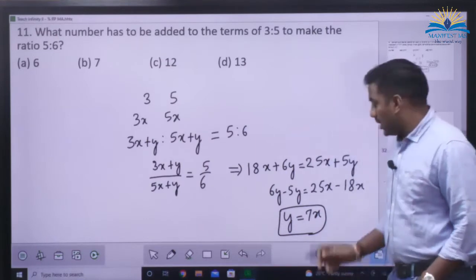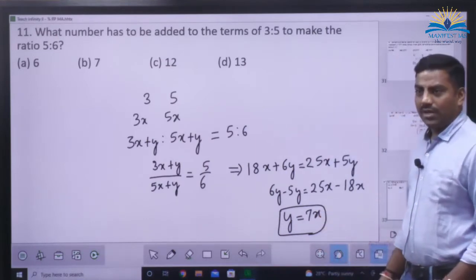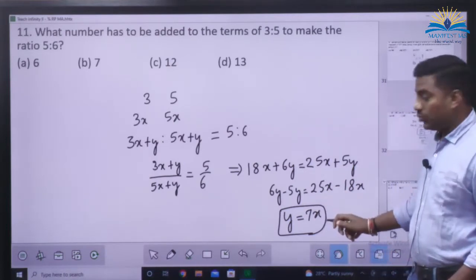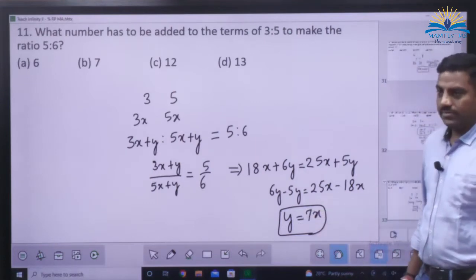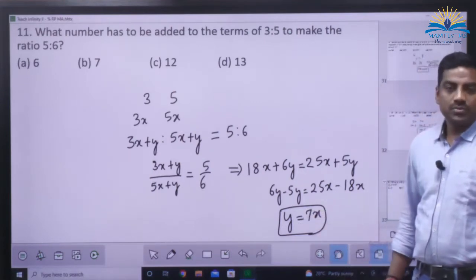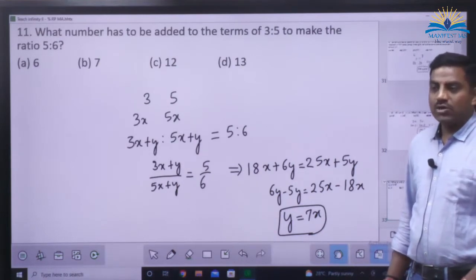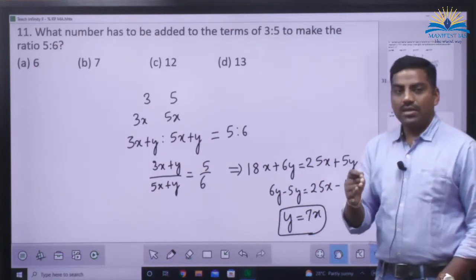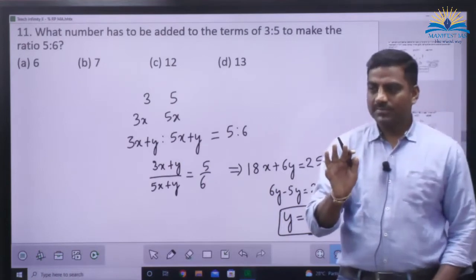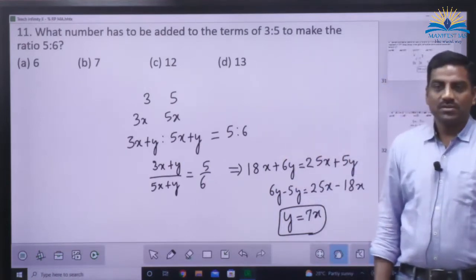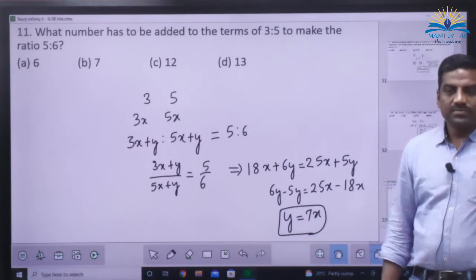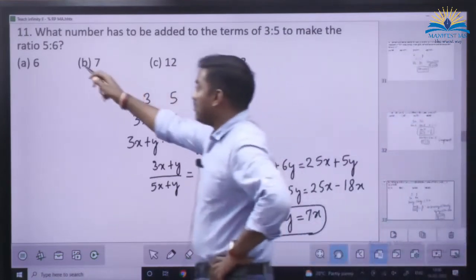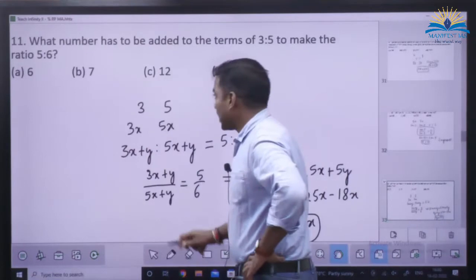So x can take the value of any natural number from 1. If x is 1, what is the value of y? 7. If x is equal to 2, y is equal to 14. If x is equal to 3, so y will be a multiple of 7 among the given options. Which option is a multiple of 7? Then at least in this we can mark the answer as this.